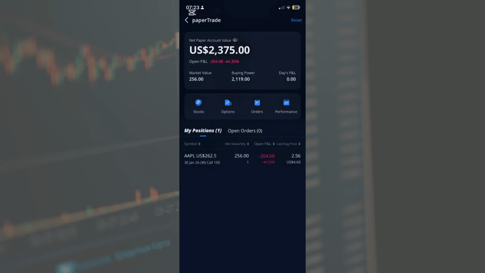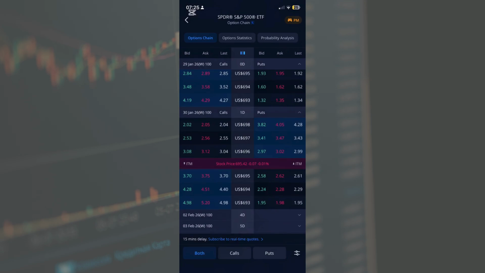You can see it expires on the 30th of January. So I'm in the middle of a trade currently. After you've pressed options, because you want to get into options, you want to buy a call or buy a put, this is what it would look like. Here I've pressed both, so you can see calls and puts at the same time.